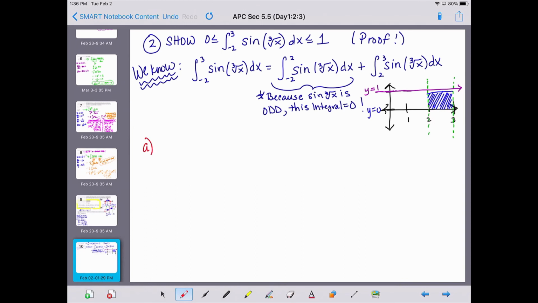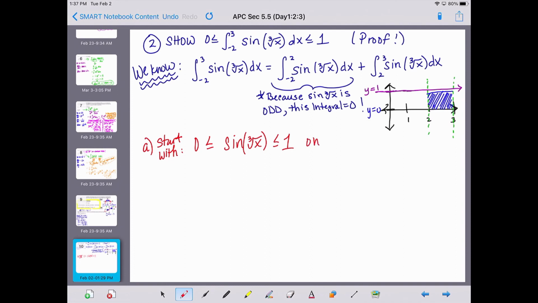I'm going to say A, start with 0 is less than or equal to sine of the cube root of x is less than or equal to 1, right? Because I just showed that. I just showed that that function lives between y equals 0 and y equals 1 on my graphing calculator. That was the picture that we just drew of that blue shaded region.